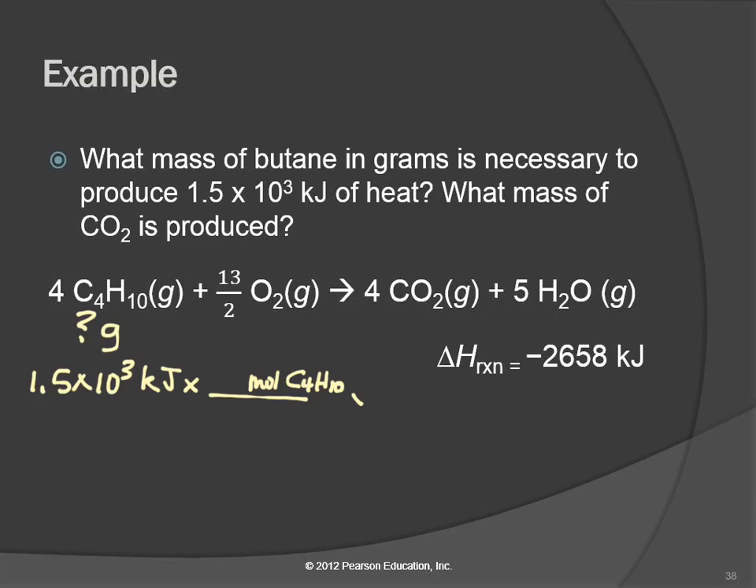And then it's asking me for grams of butane. And I stick my units in here, and this will be kilojoules down here. The relationship between kilojoules and moles comes from the equation. So this is saying 2,658 kilojoules given off for every 4 moles of butane.